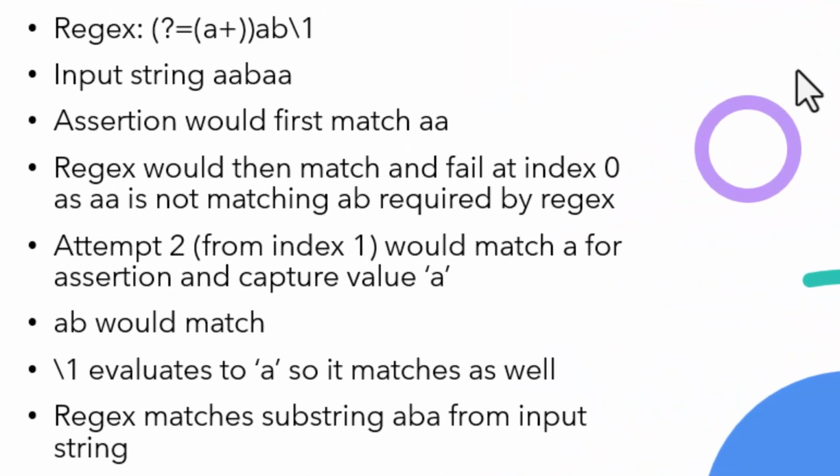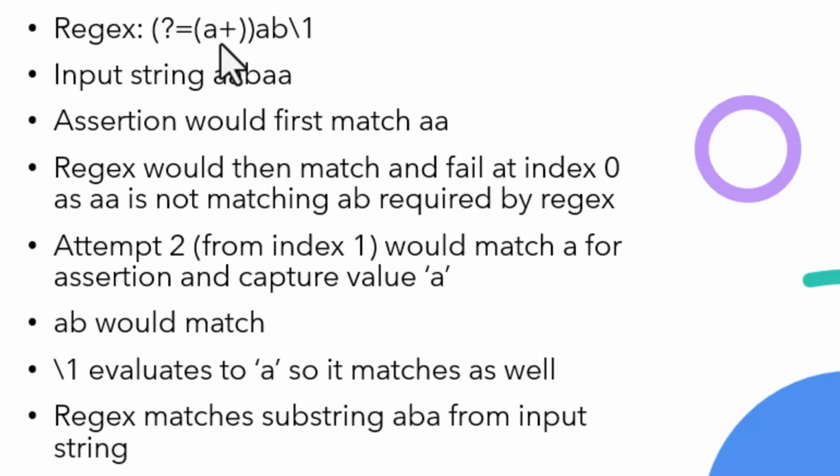So the regular expression: parenthesis, question mark equals, a plus, then ab, and then \1 as a back reference, along with the input string aa, baa. Alright, let's see how it works. The lookahead assertion being used here with the sub-expression a plus is an atomic group now.